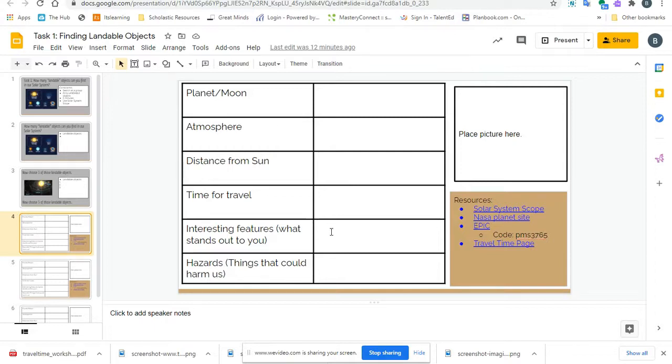And tell me the interesting features, like what stands out to you. And last but not least, tell me the hazards, the things that can harm us. In all honesty, the things that can kill us. What are those things on this planet?